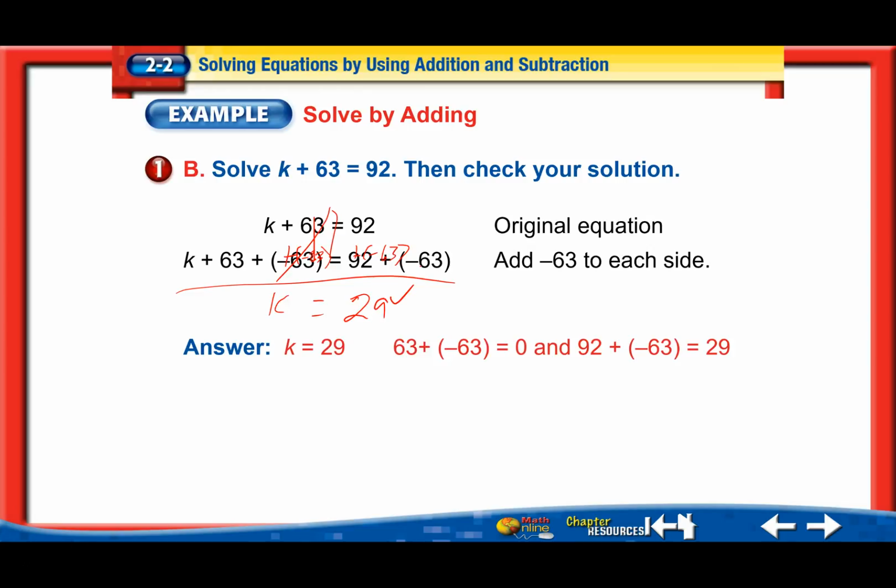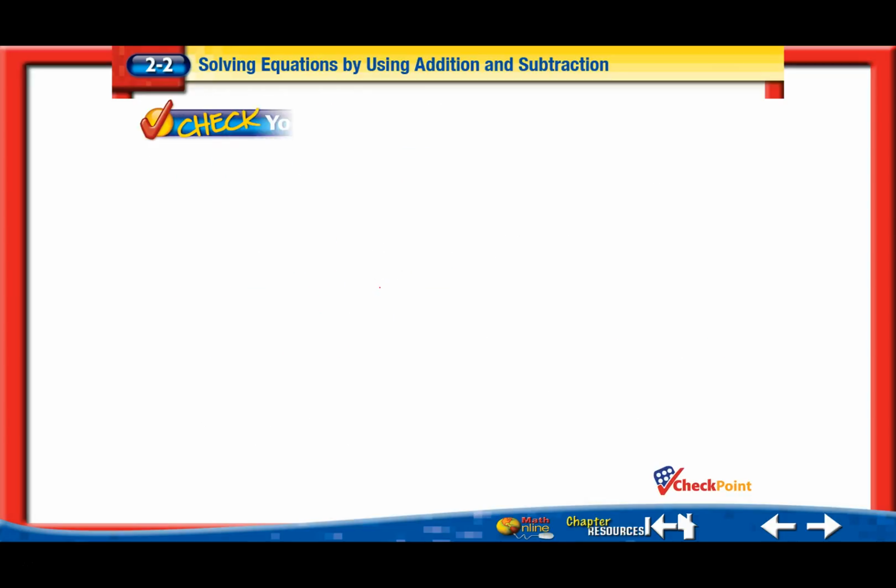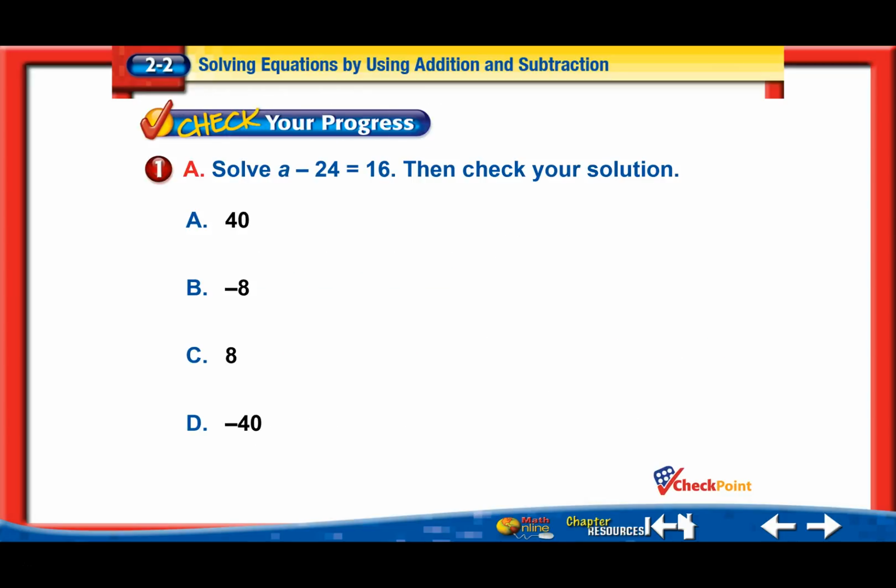Here's how the book does it. Yeah, so your answer comes out down here. And the reason this works is because 63 plus a negative 63 comes to 0. That's what the cancel out here was. And 92 plus a negative 63 comes out to 29, which is what we did on this side. Pause this and try. Go.